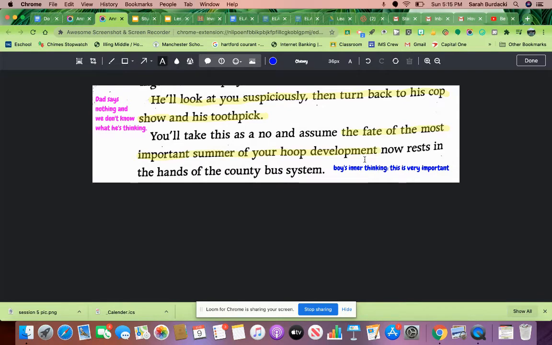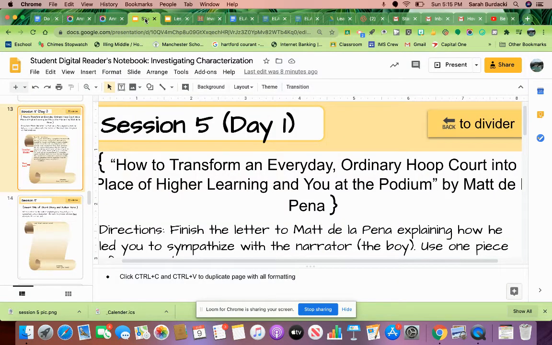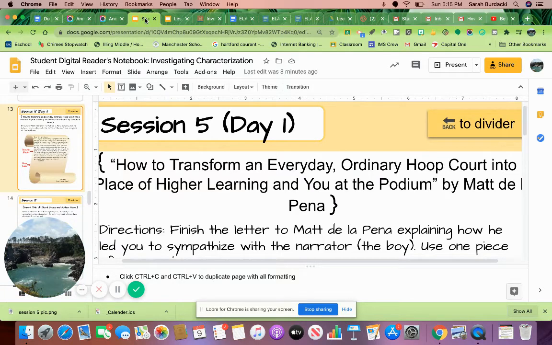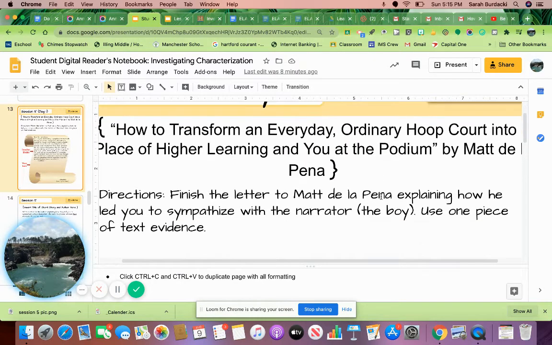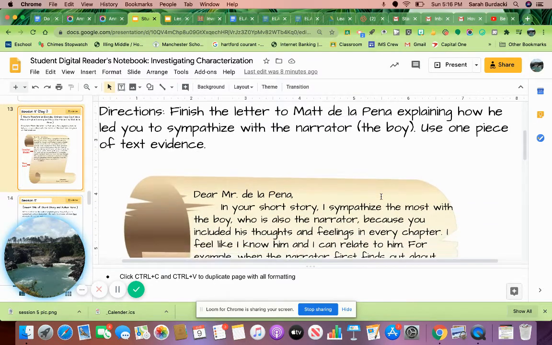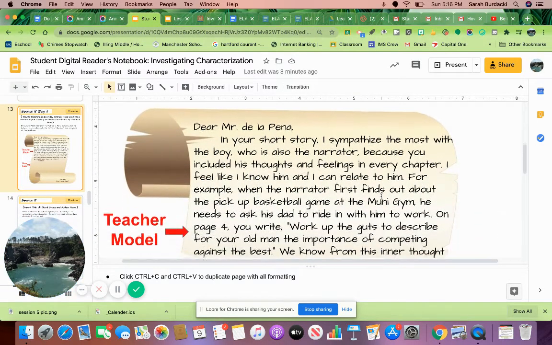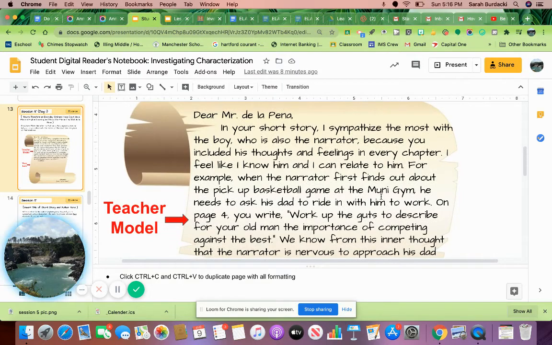So, guys, today, what you're going to do is help me write a letter to the author of this story, Matt De La Pena. And this is going to be in the Student Digital Reader's Notebook for Session 5, Day 1. So the directions say, finish the letter to Matt De La Pena explaining how he led you to sympathize with the narrator, which is the boy. Use one piece of text evidence. So I've already used one piece of text evidence, and you're going to use another. And guys, I just used the example that I just talked us through.